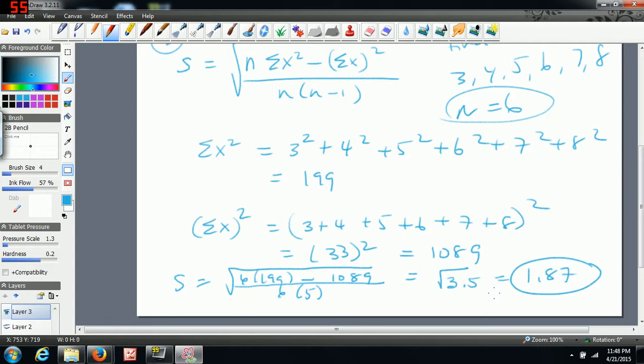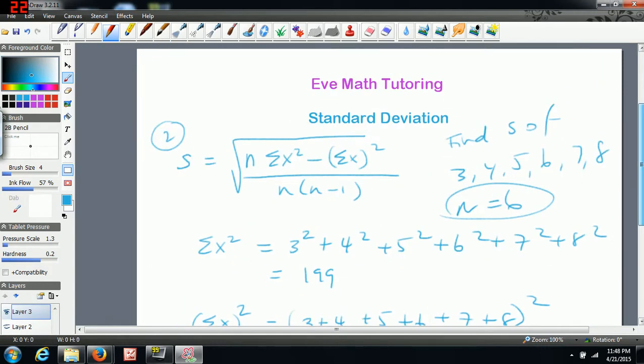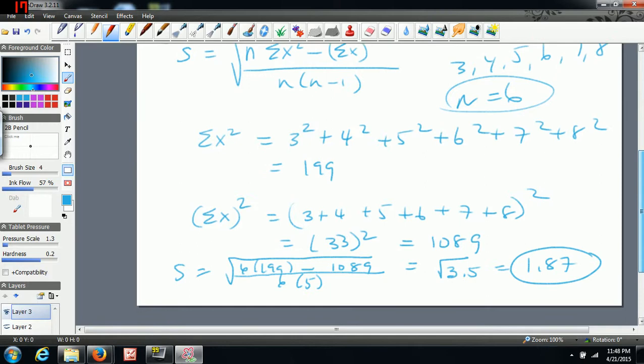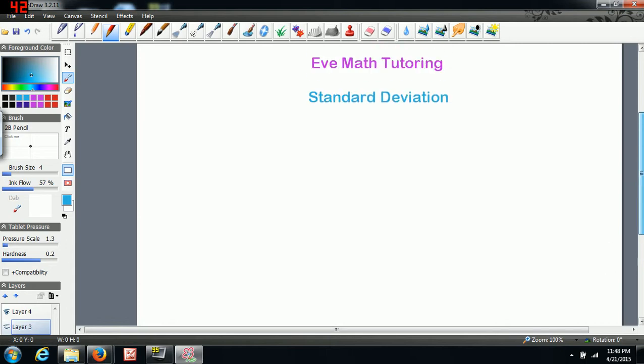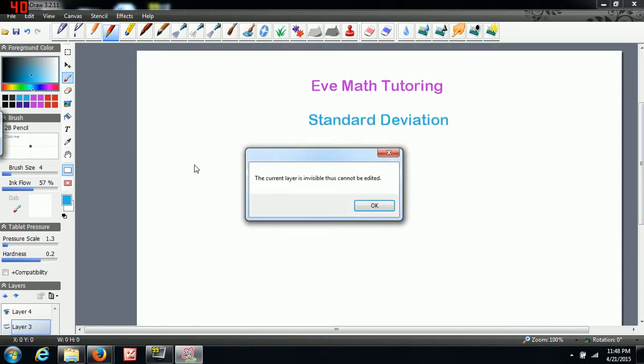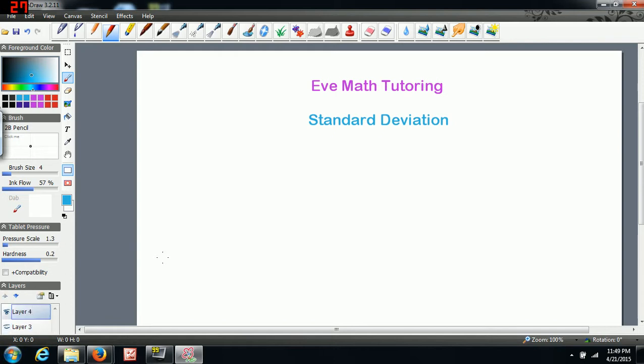If you're ever asked to find the variance of data, I'm just going to add something here. If you're asked to find variance, for variance, you just take your standard deviation and square it, and that would give you the answer for variance of data.